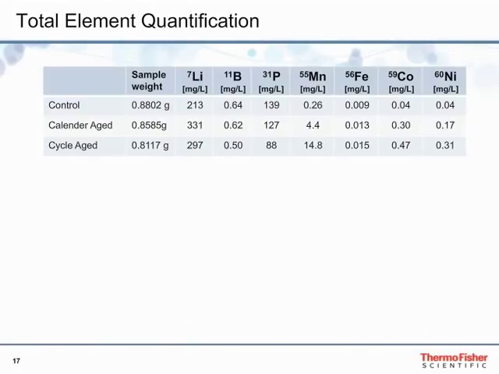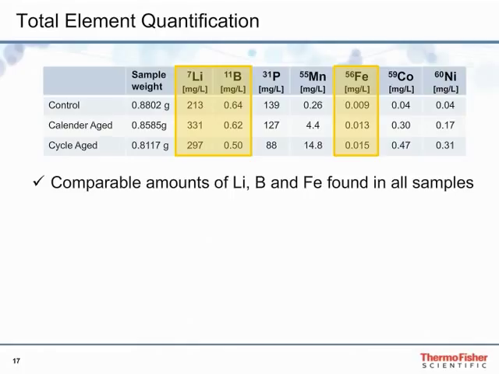The results for the submitted samples are shown in this table. Results for lithium, boron, and iron indicate that there was no significant difference in the concentrations for these elements in the 3 types of anode samples. This would indicate that the concentrations of lithium, boron, and iron are independent of the age of the anode and do not change as the anode ages.